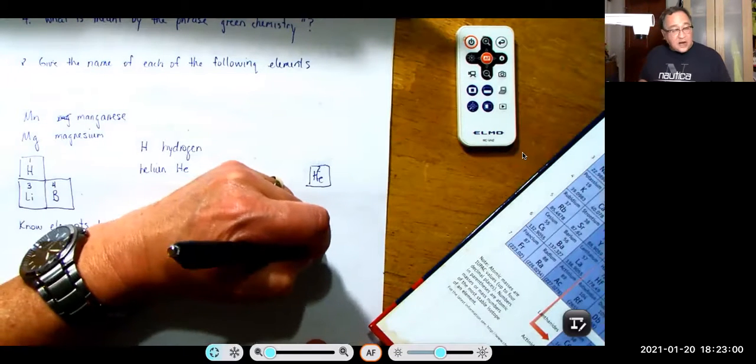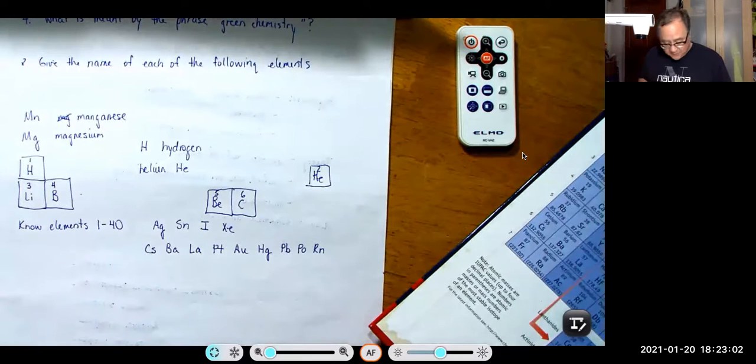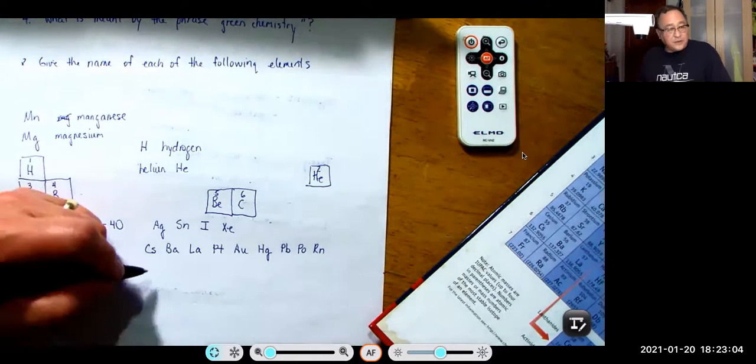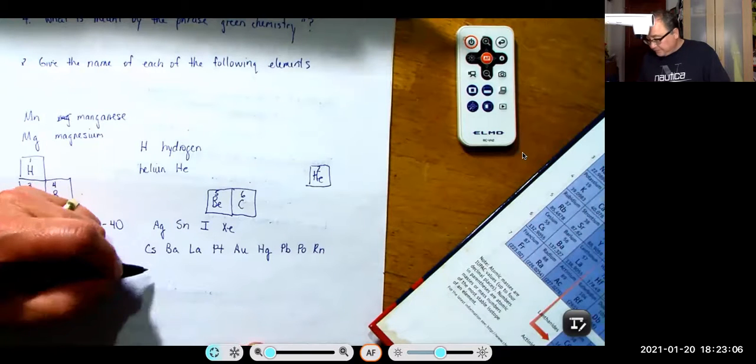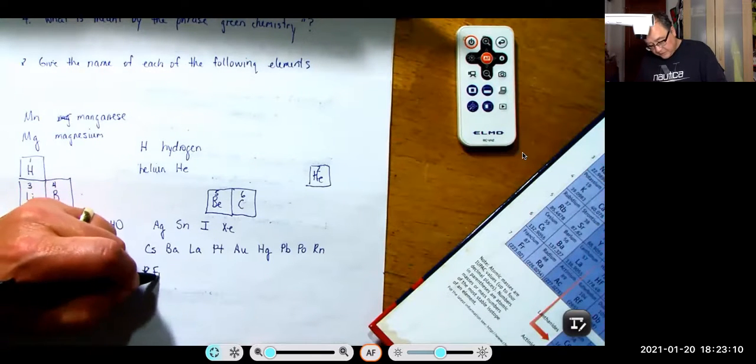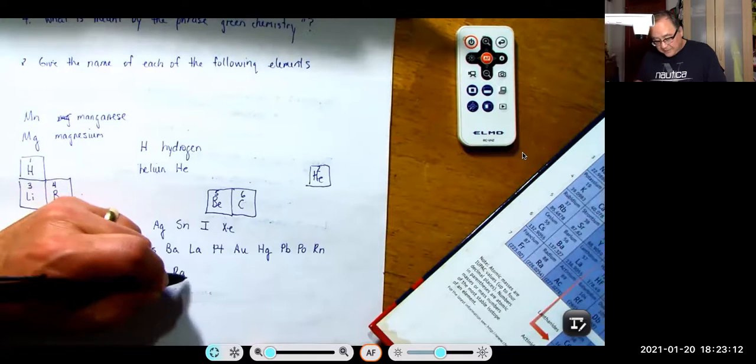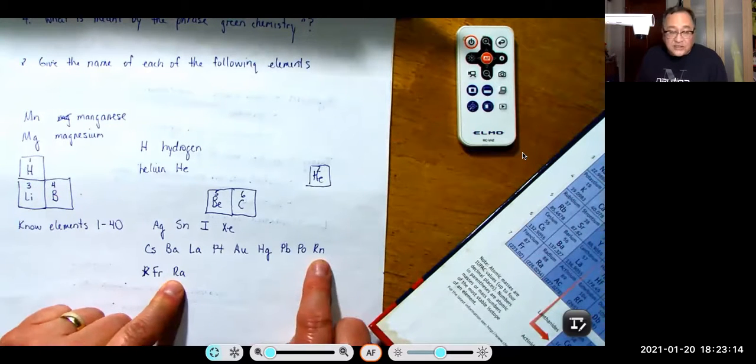Rn, which is radon. It's that gas you hear about that creeps up in your basement and is radioactive and toxic. You should know francium, radium. These two are often confused. Radon has an N in it. Radium does not.